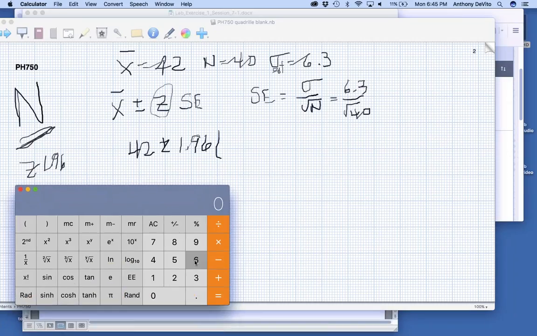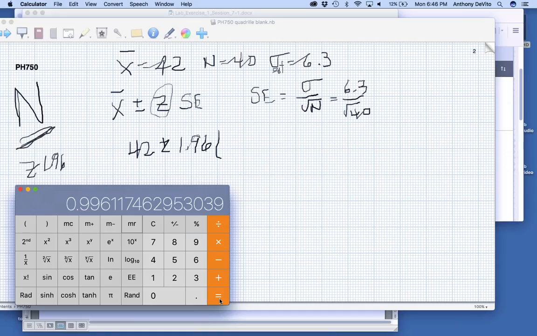I'm going to clear this out. 6.3. Oh, hang on a second here. Let me do the square root of 40 first. 40 square root, going to put that into memory. And I'll clear that. Let me try this again: 6.3 divided by the square root of 40. So that's going to be equal to roughly 1, right? I got a little lucky this time.